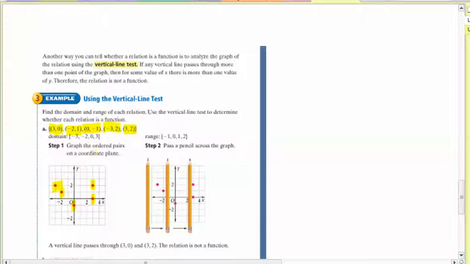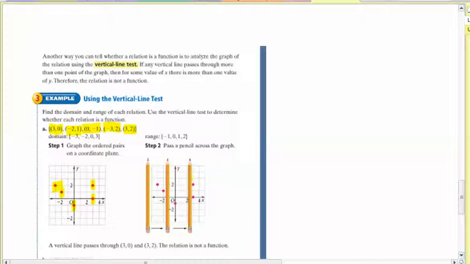Now we determine the domain and range. The domain is all your x values. So your x values are 3, 0, -2, and -3. And then you're going to determine your y values, which are -1, 0, 1, and 2.